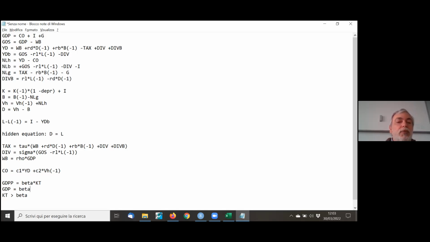GDP has to be equal to beta times this K actually in use, and... No, yeah, the first one is GDP potential. No, I'm not going to use these equations. I'm just thinking while speaking out loud how we want to model the demand for capital.